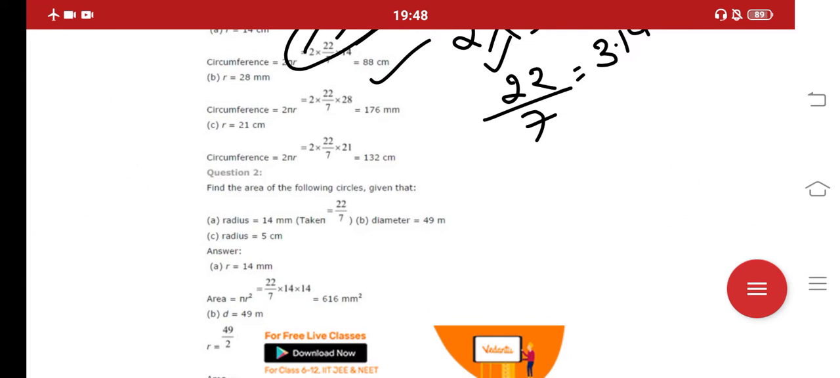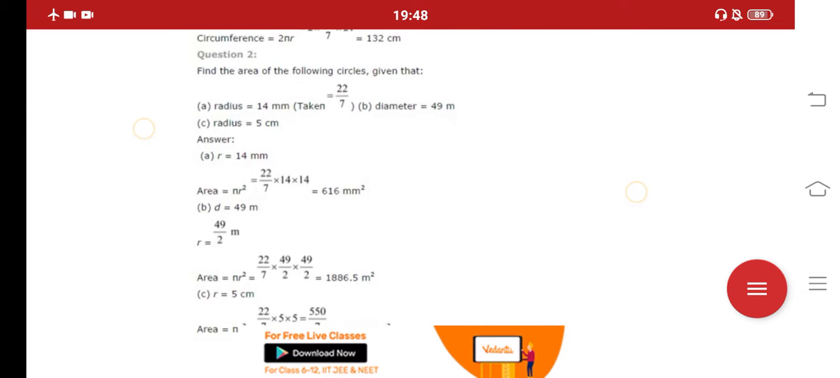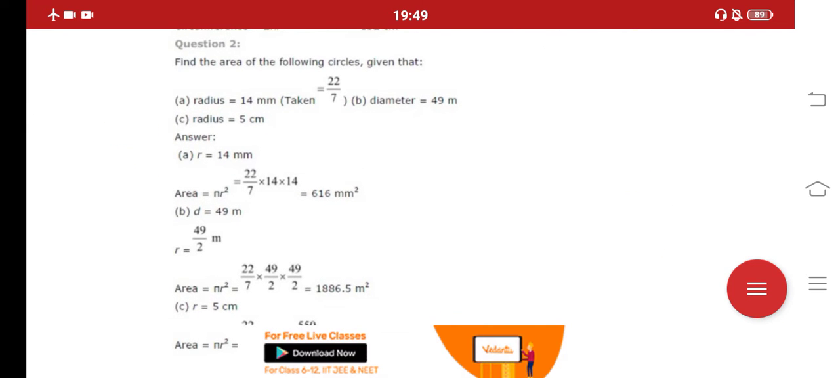Now after that we have to see question number 2. So see what is given in question number 2. Find the area of a circle given that. Okay, in the first question we have to find the circumference, and in the second question we have to find the area of a circle.